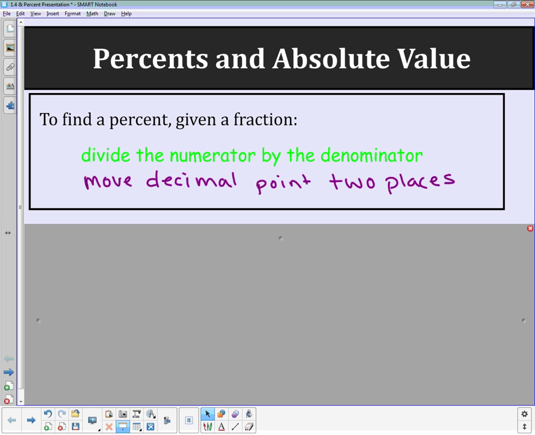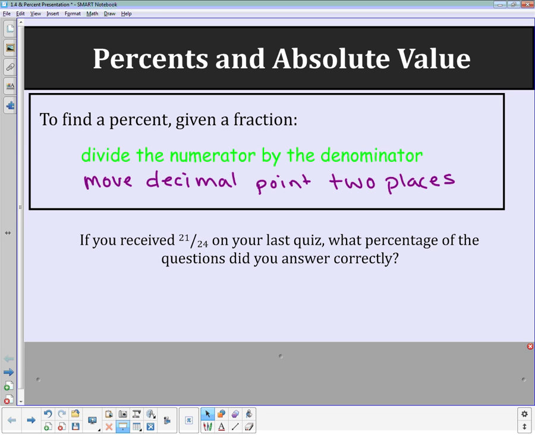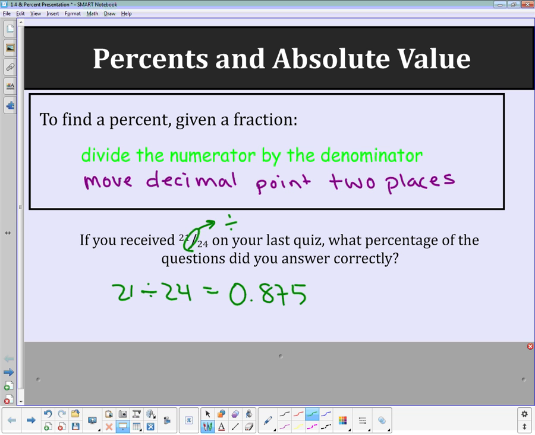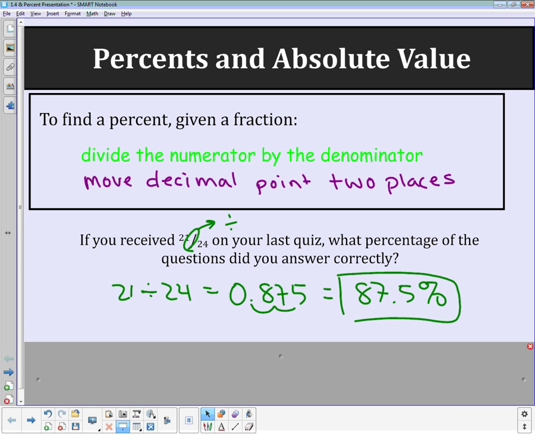Just a quick review. If you received 21 out of 24 on your last quiz, what percentage of the questions did you answer correctly? Well, we take 21 divided by 24, which is literally what the fraction bar actually means. This means division. So 21 divided by 24 in your calculator should give you something that looks like 0.875. I take my decimal point, move it 2 places to the right. That's equal to 87.5. Don't forget that percent sign. Once you make it a percent, the percent sign's there. Once you take it out of a percent, then the percent sign is gone.